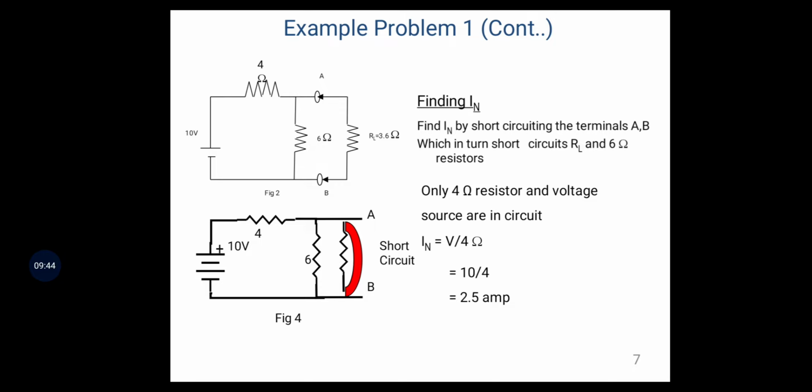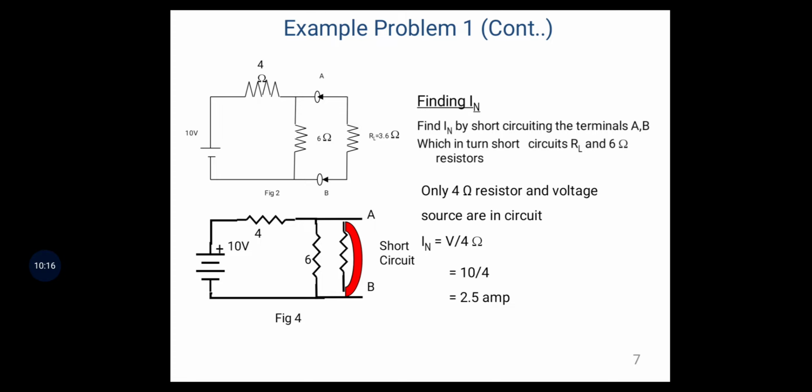Here the impedance is 0. The 6 ohm and the 0 impedance in parallel: 6 into 0 divided by 6 plus 0, that is equal to 0, short circuited. So here only the 4 ohm resistor is present, remaining all are dead. So the current I in the loop equals V by 4, that equals 10 by 4.